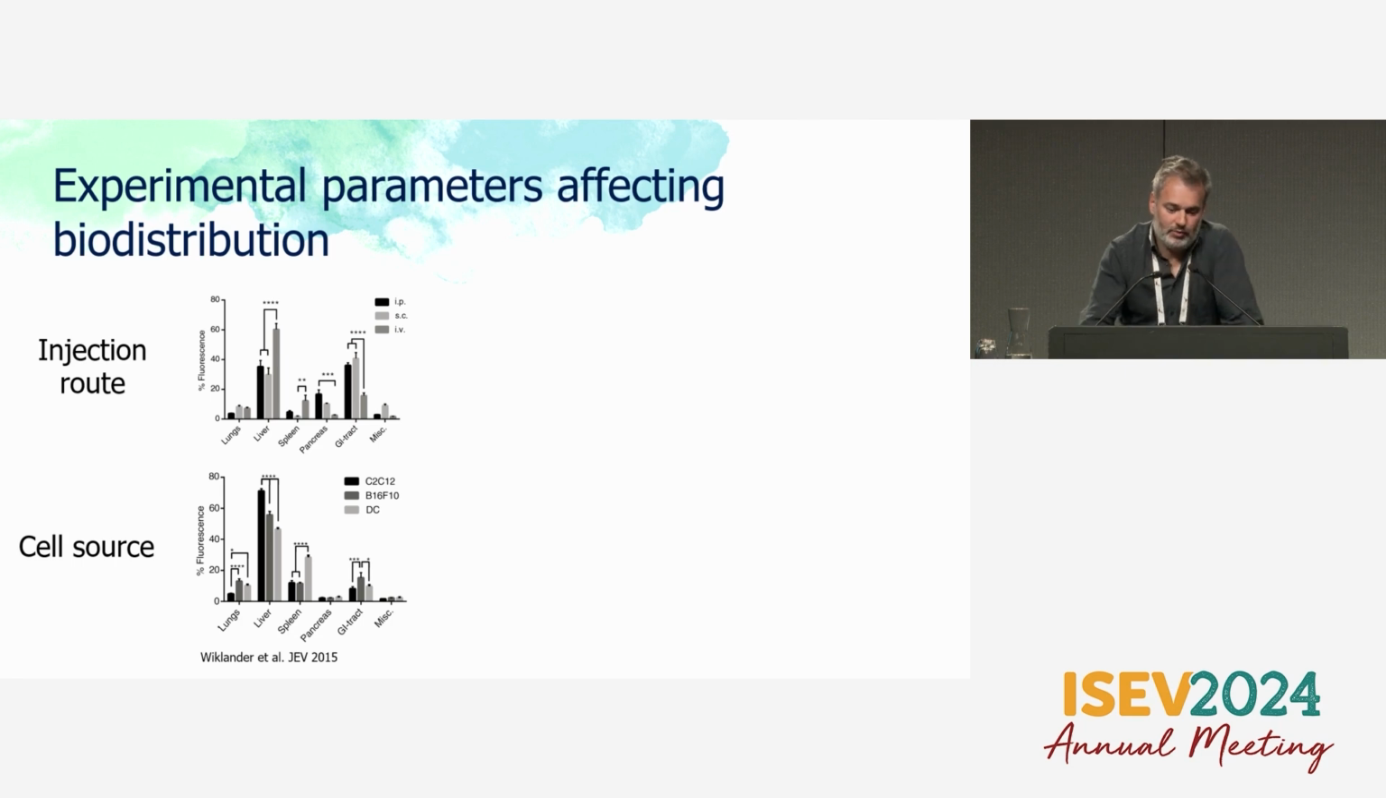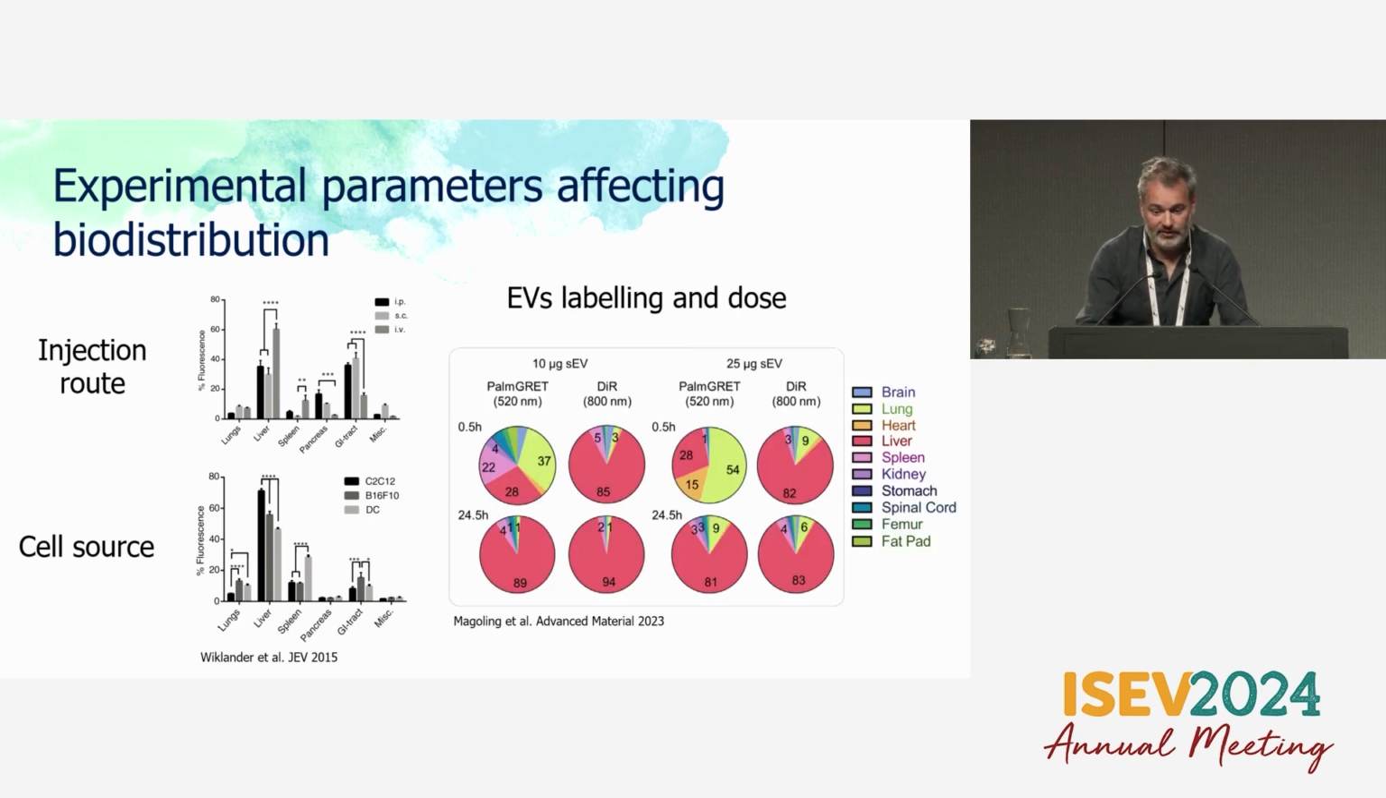You have an example here from a paper by the group of Samir El Andaloussi, comparing 3 different injection routes in mice: intraperitoneal, subcutaneous, and intravascular. And you can see that the same organs are targeted by the EVs, but in very different proportions. Similarly, if you use EVs from different cell sources, you will also have different biodistribution. In a more recent study by the group of Charles Lai, they compared 2 different labeling methods, a bead-based method and a lipophilic fluorescent dye. And you can see that the results are very different with the same type of EV. So EVs will distribute differently. Similarly, if you inject different concentrations of EVs, you will also obtain a different biodistribution.